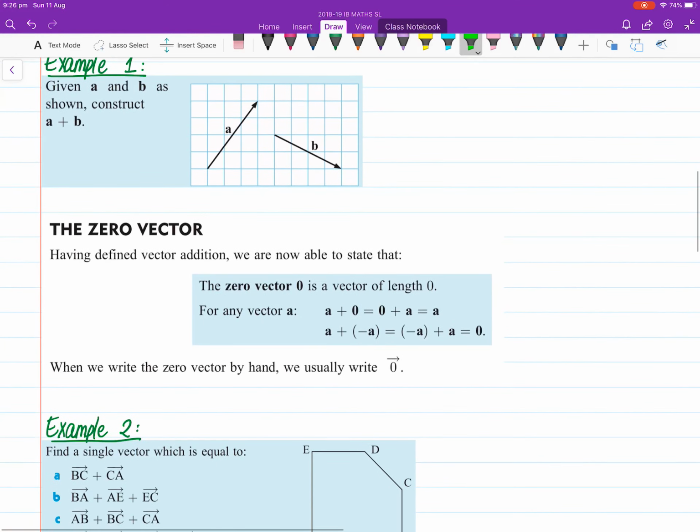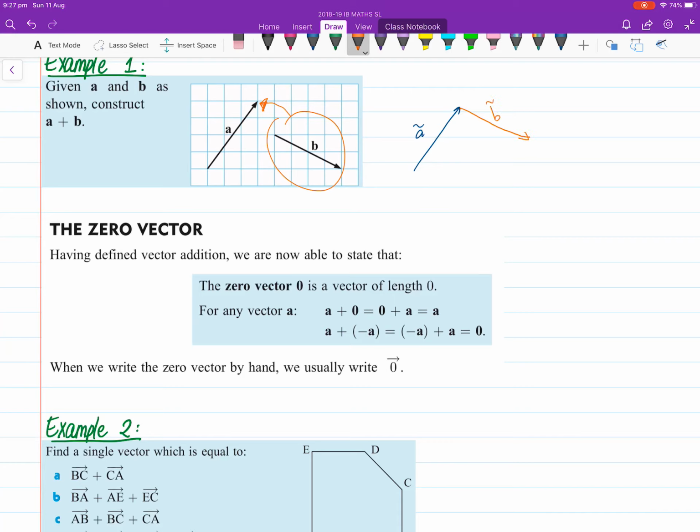So here it says, given A and B as shown, construct A plus B. Now this is a bit tricky because I can't draw it exactly as is, but let's say that's A there. I'm going to do the squiggly A, so it's a vector. I'm going to pretend I grab this B and put it there. I'm going to grab it and move it over here so that it's stuck there. So let's just say my B is now there. Mine's not going to be exact, but let's say that's it.